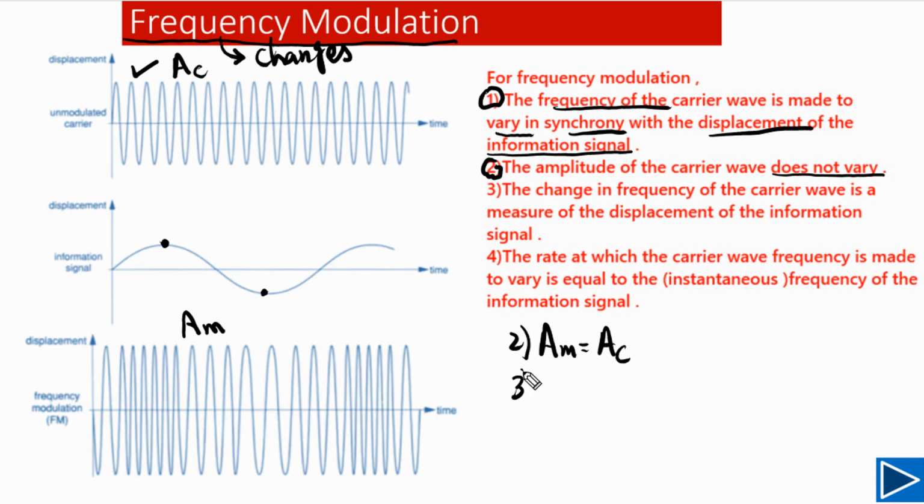Now let's move on to the next point. The third point is telling us that the change in the frequency of the carrier wave depends on the displacement of the information signal. So it's telling us that when the displacement of the signal is positive, the frequency of the modulated wave is increasing.